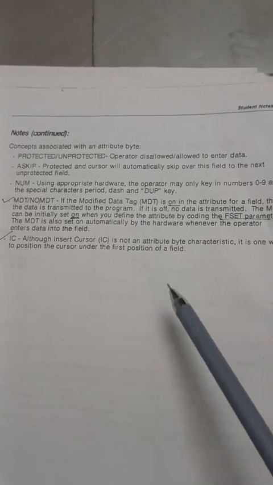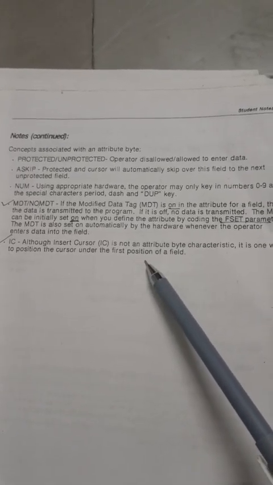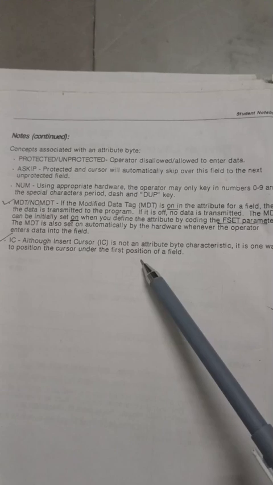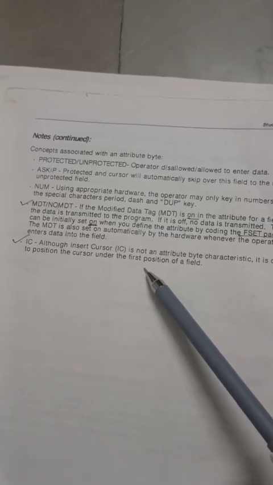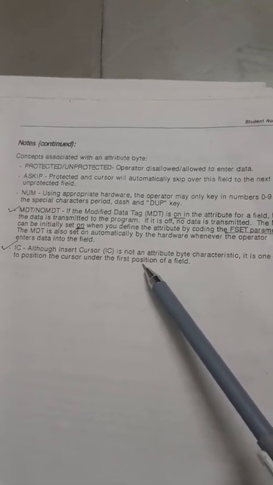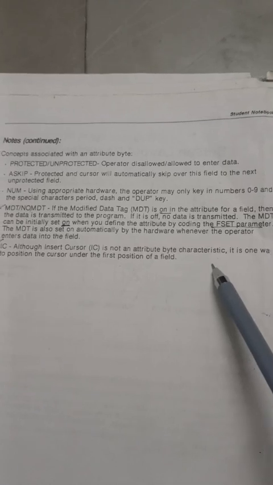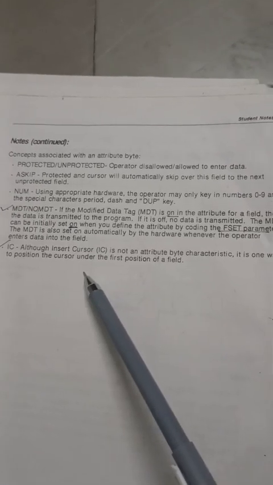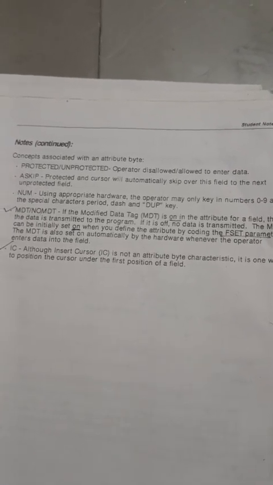And I see nothing but IC, insert cursor. By default, if you want to place the cursor in any of the unprotected fields, this is one of the options to place the cursor on the screen. The attribute character is a 1 byte character field to place the cursor into the field.